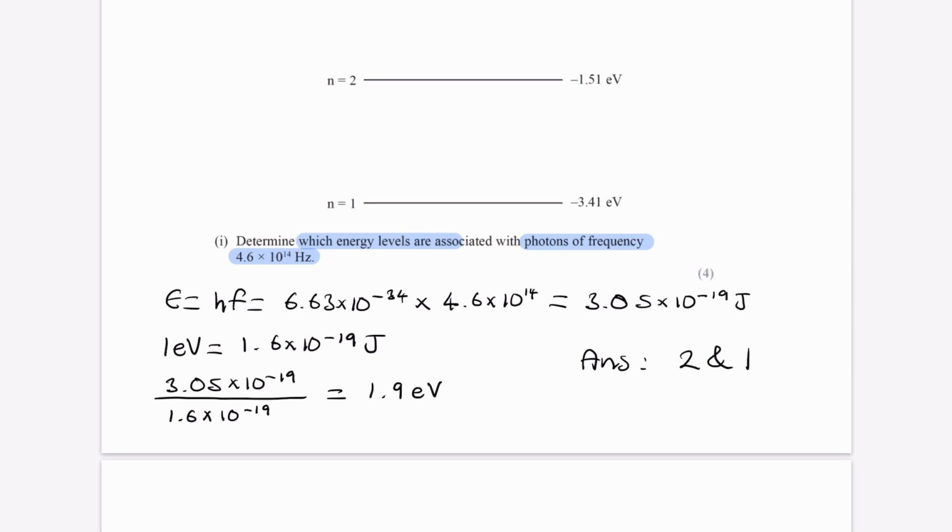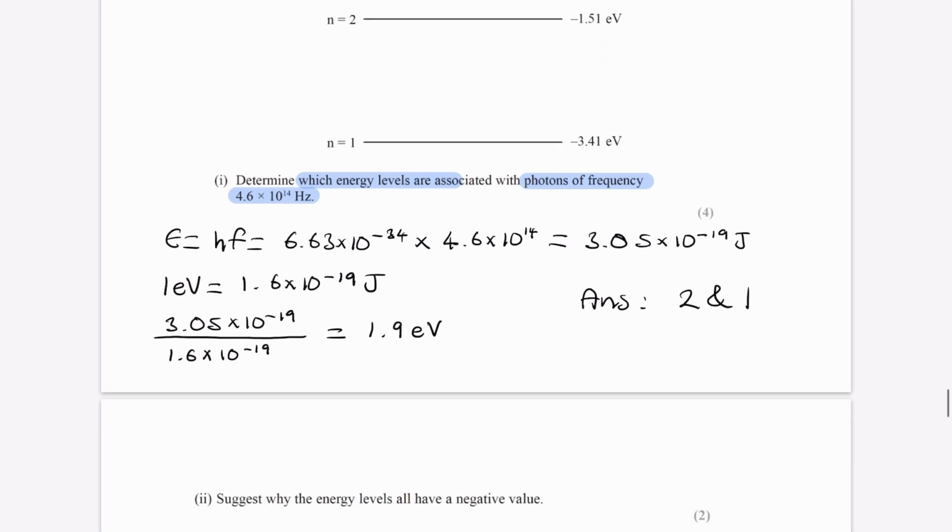So the first process is the one that we covered, that's excitation, when an electron in the n is equal to 1 state absorbs a photon of 1.9 eV and then jumps up to level 2. The second scenario is when an electron within the n is equal to 2 state de-excites, drops down from n is equal to 2 to n is equal to 1, and it emits a photon which has an energy equal to 1.9 eV.